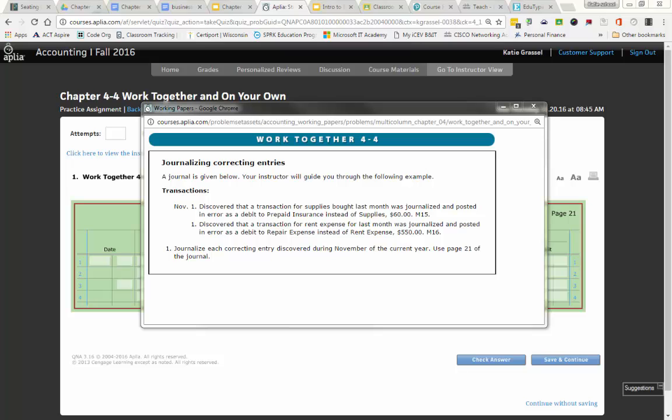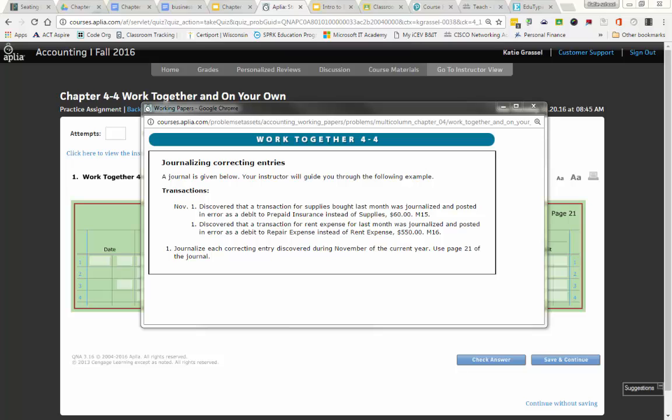Let's say, for example, I accidentally recorded it to accounts receivable Forrest Grassel instead of accounts receivable Gordon Grassel. So what we have to do is fix that entry. We're going to fix that entry with a correcting entry. So that's going to be an entry that we're going to put in the journal. And what we have to do is look at that transaction and figure out what was affected that should not have been.